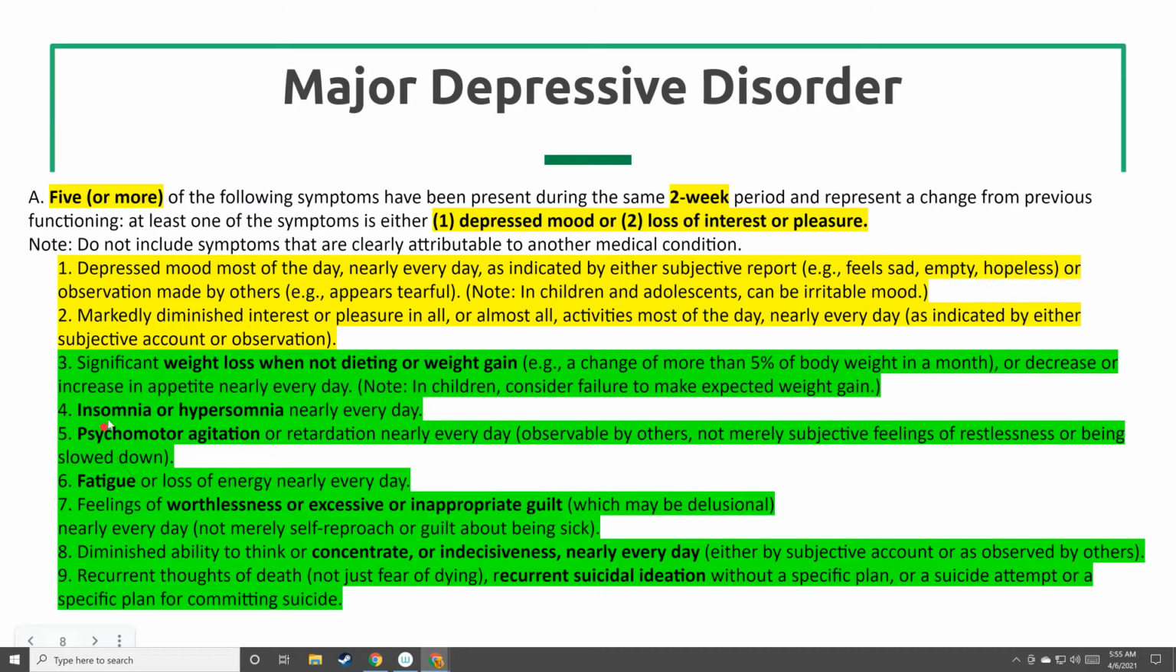You have insomnia, so not being able to sleep or oversleeping nearly every day. Psychomotor agitation is kind of uncontrollable movements and restlessness that someone might experience. So you have fatigue, you have feelings of worthlessness or inappropriate guilt, you have difficulty being able to concentrate or make decisions, and then you might have recurrent thoughts of death or suicide ideation. And these things together, 5 of them, 2 from the yellow, have to be present for more than 2 weeks.